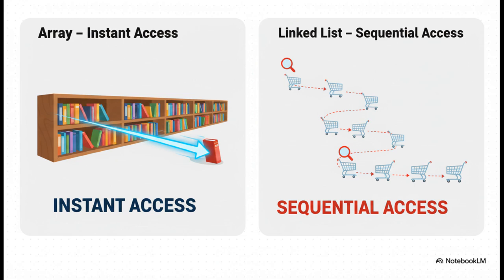With our array bookshelf, you want book number 50, you go straight to slot number 50. Instant. With our linked list train, you want to find the 50th cart? Well, you have to start at the very first one, follow its pointer to the second one, then the third, and so on, 49 times until you finally arrive at the 50th. This can be much, much slower.